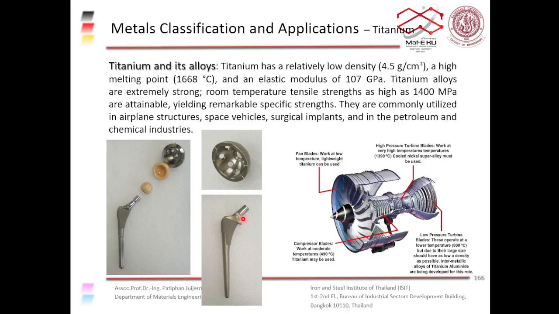So this is the hip implant. You have the insert that you put on top of the femur, and this acetabular cap you put in the hip joint to replace the hip joint, right? So this is hip replacement surgery. In the jet engine, titanium alloys are used in the compression zone. The fan blade can be made from stainless steel or titanium. The compression zone blades are usually made from titanium, and the turbine blades are usually made from nickel superalloy.